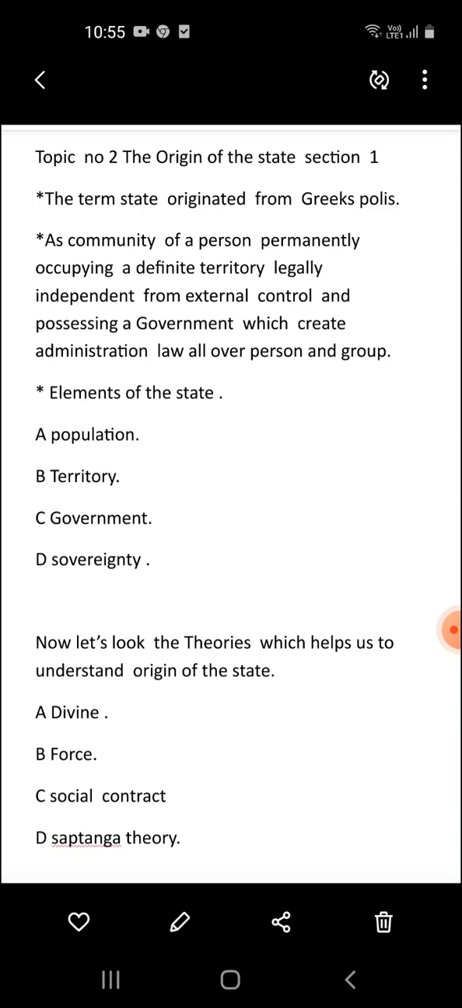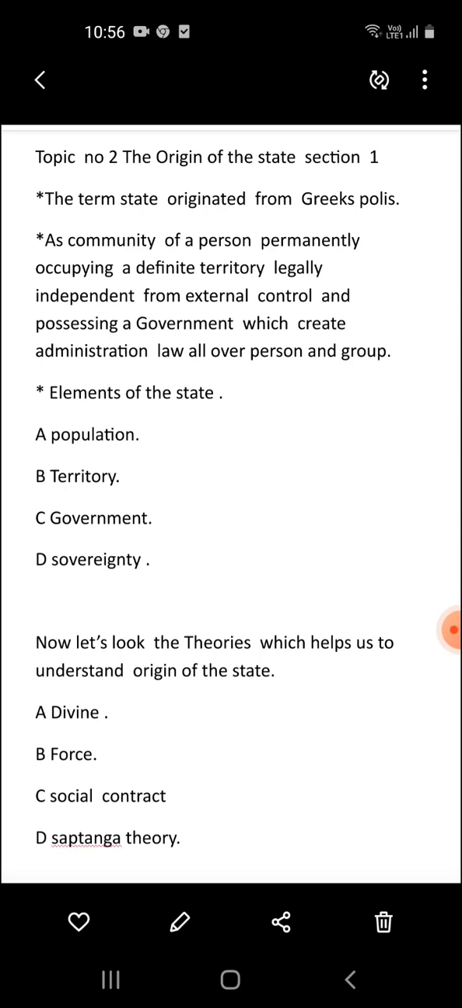Now let's have a look at the meaning of territory. Territory is nothing but a definite area of the Earth's surface on which the population resides. Next, the second one, what is population? Population is a considerable group of human beings. Now, government. It is a political institution through which law is enforced, and the state is expressed and administered.